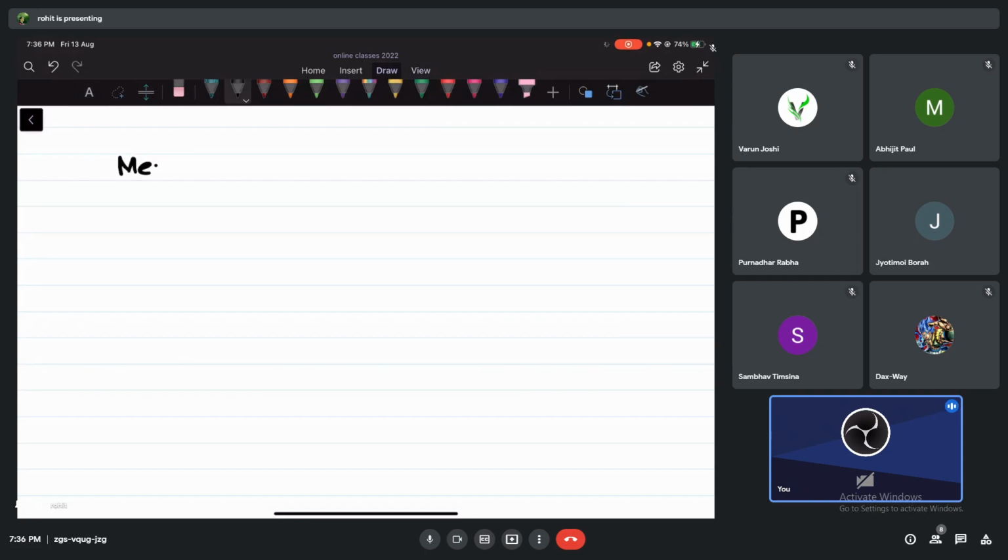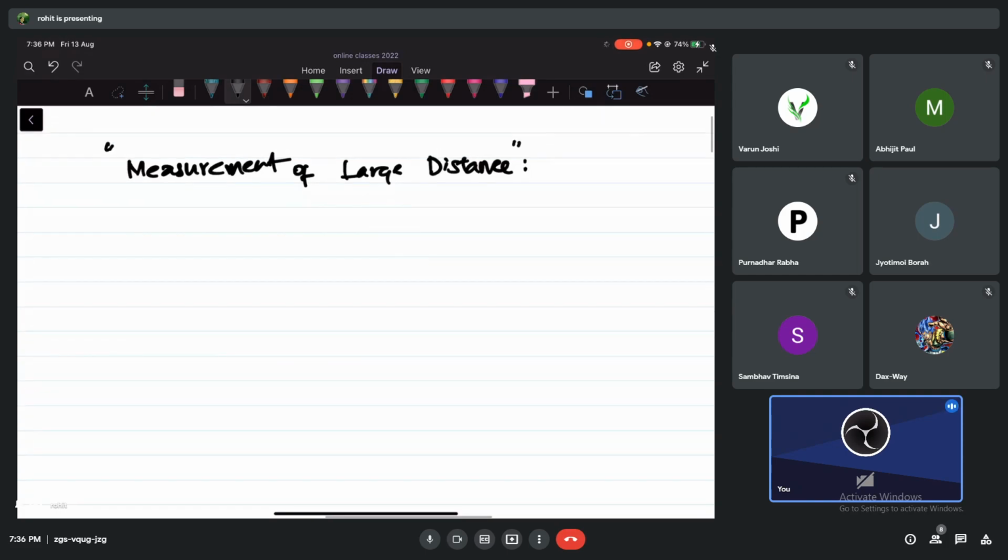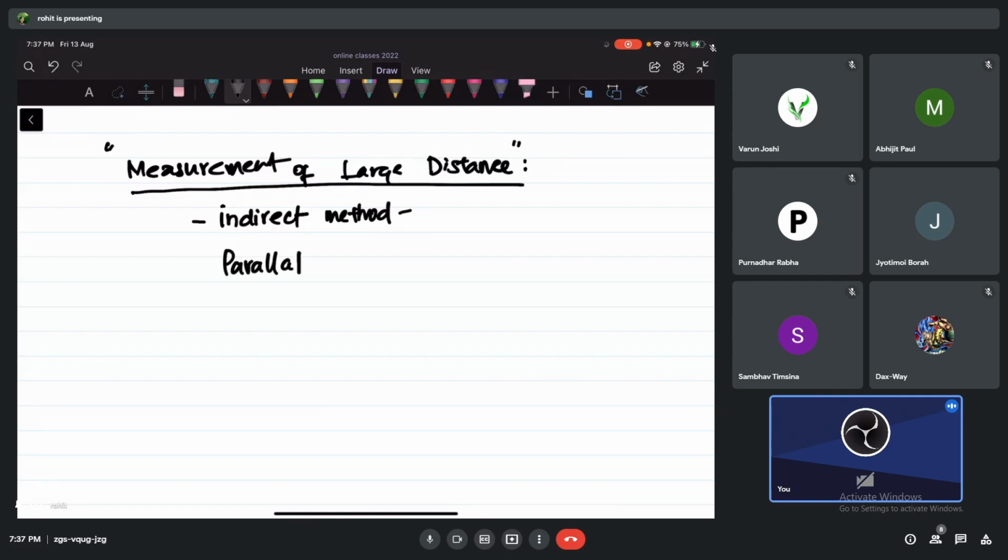Measurement of large distances. We cannot directly measure large distances, directly it is not possible. You cannot take a scale from here to the moon and calculate the distance between the earth and the moon. So what kind of method do you have to follow, guys? Direct or indirect? Indirect method. Indirectly we have to find some way. The method that we are going to use is called the parallax method. This is the spelling.